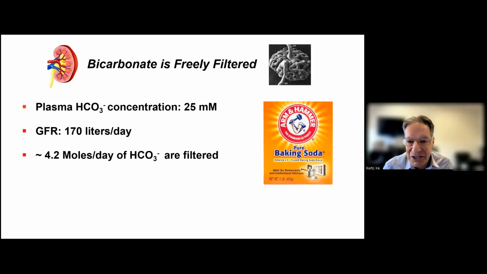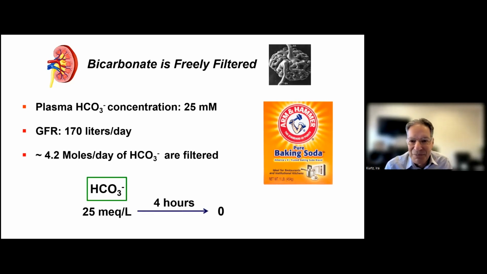Obviously, we don't urinate 170 liters a day, because we're absorbing in the nephron about 169 liters back into our blood, assuming we drank a liter of water that day. If we drink 2 liters of water, we absorb 168 back into the blood and pee out 2 liters. But the issue for bicarbonate is that every single liter has 25 millimoles of bicarbonate coming through all our glomeruli. So that's about 4.2 moles of bicarbonate coming through the glomeruli every day, which is about a box of Arm & Hammer baking soda. If you go to the cupboard tonight and look at a box of Arm & Hammer baking soda, that's how much bicarbonate comes through all your glomeruli.